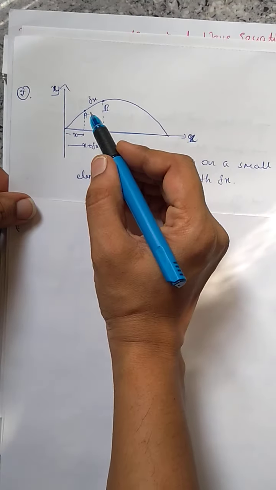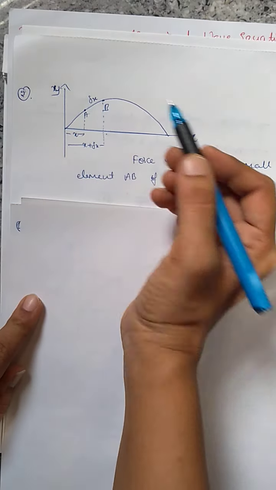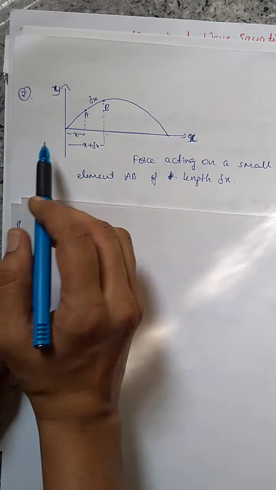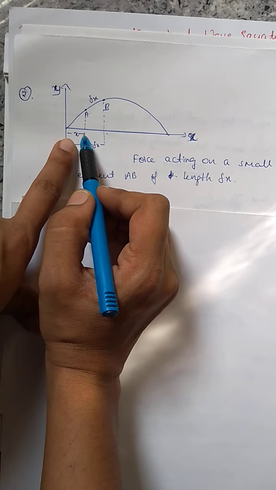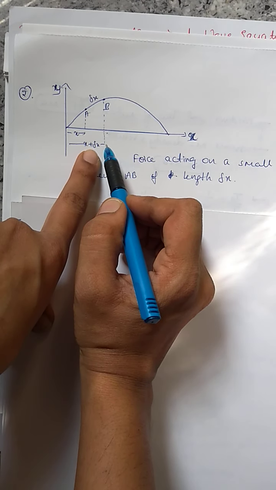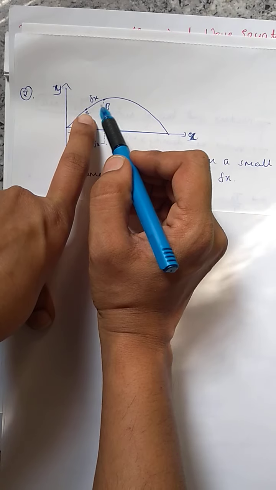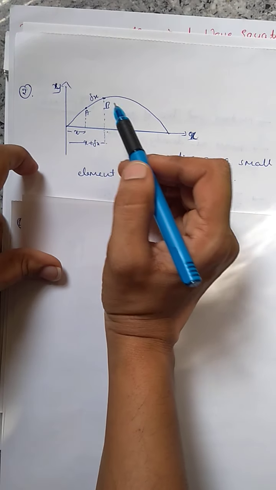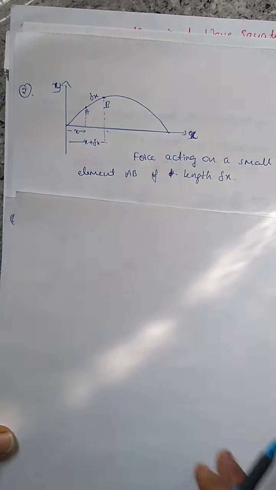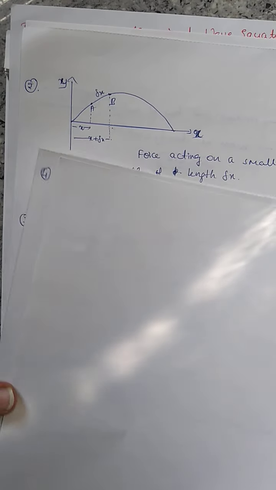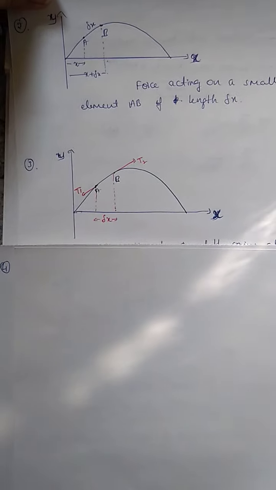I consider the small element as the small segment AB. The force acts on this small element AB, whose length is delta x. The distance of point A is x, and the distance of point B is x plus delta x. Therefore, the length of this small element is delta x. We can see the tension acting on this element AB.